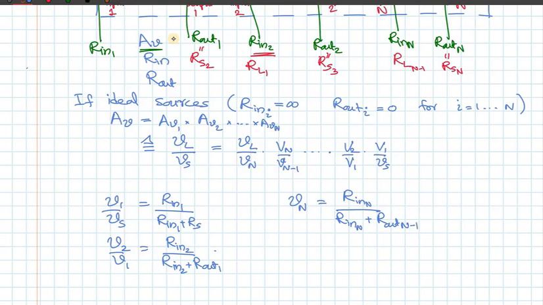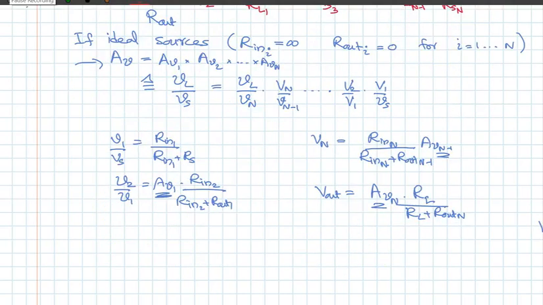Okay, so Vn over Vn minus 1 is equal to Rin n over Rin n plus Rout n minus 1, and Vout over Vn, the output of the last stage, is equal to RL divided by RL plus Rout. So let's combine all these voltages together. Actually, this should be Vn over Vn minus 1, and it should be Vout over Vn. Okay, so there was a mistake. Right, so let's combine this to get the overall voltage gain.